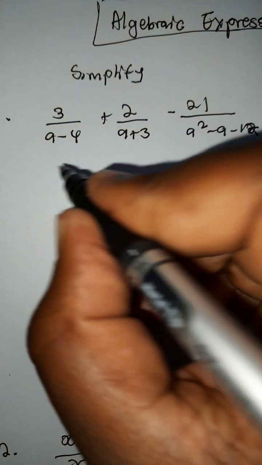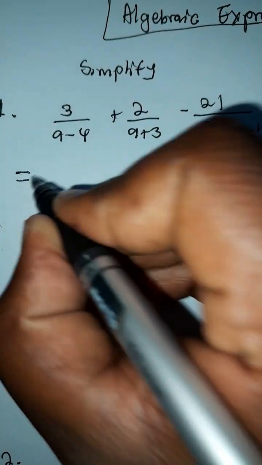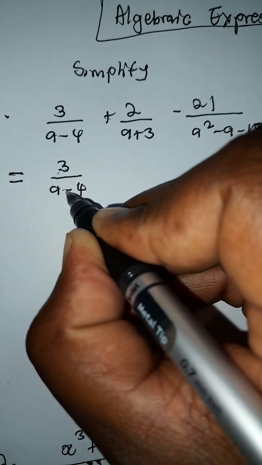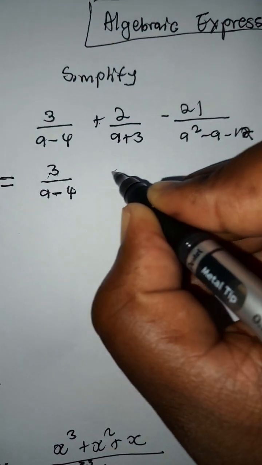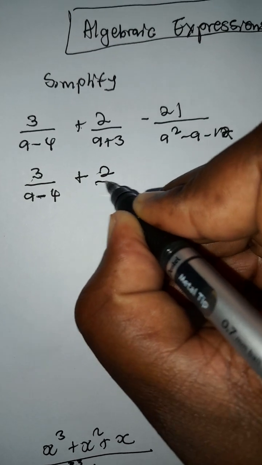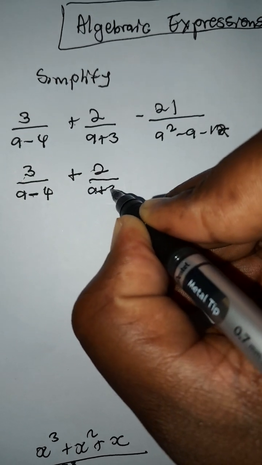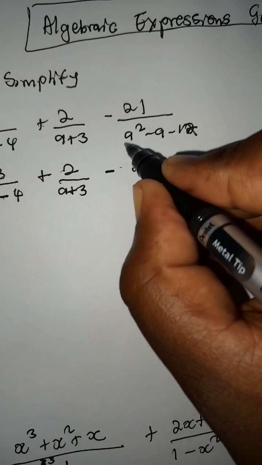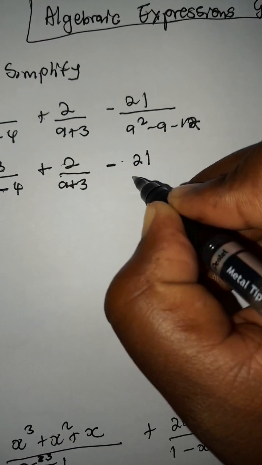Let's start, we'll put an equal sign. 3 divided by a minus 4. When you're simplifying such algebraic expressions, it's essential to look for an LCD. So remember, plus 2 divided by a plus 3, minus 21 divided by a squared minus a minus 12.